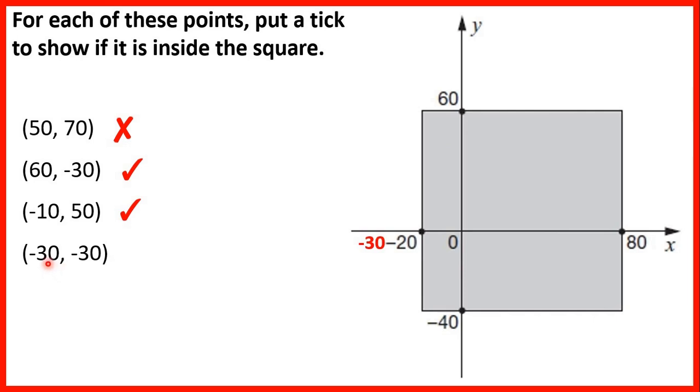And finally we have minus 30, minus 30. So an x-coordinate of minus 30 will be outside the square, because if this point here is minus 20, minus 30 will be to the left of that. And then a y-coordinate of minus 30 will be inside the square, but not if the x-coordinate is minus 30 as well. So this point here will be outside of the square.